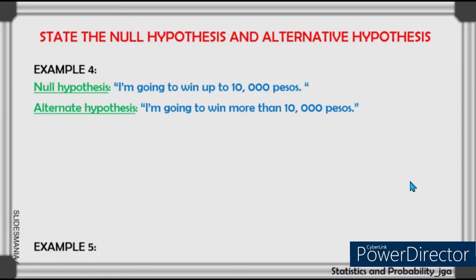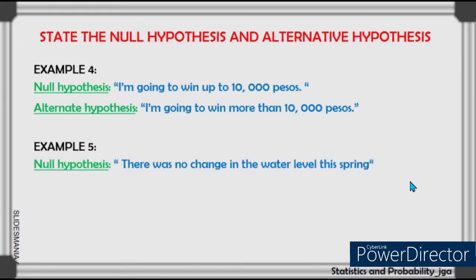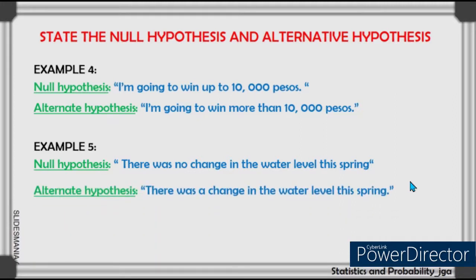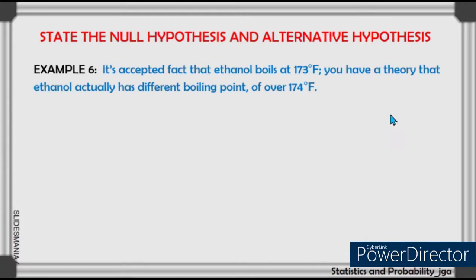Okay, next example, we have the null hypothesis, there was no change in the water level this spring. Okay, reject natin si null hypothesis. We have alternate hypothesis is there was a change in the water level this spring. So now let us proceed to example number 6. It's an accepted fact that ethanol boils at 173 degrees Fahrenheit. You have a theory that ethanol actually has a different boiling point of over 100 degrees Fahrenheit.